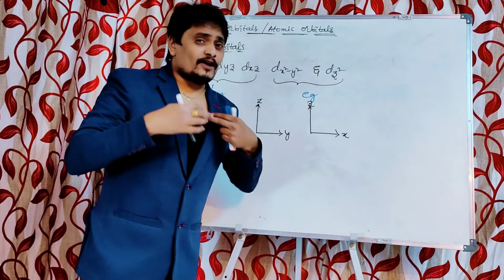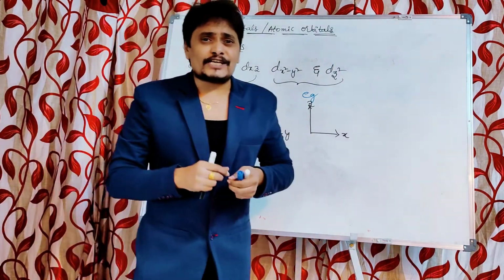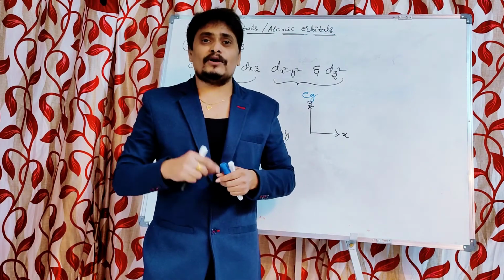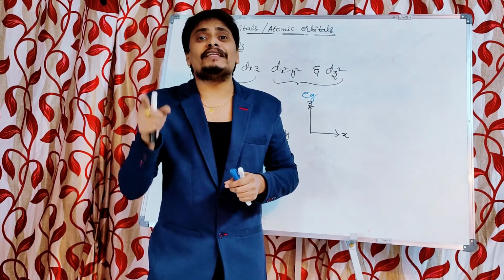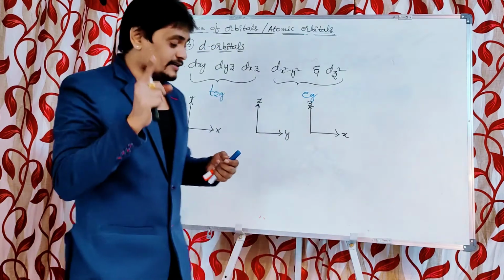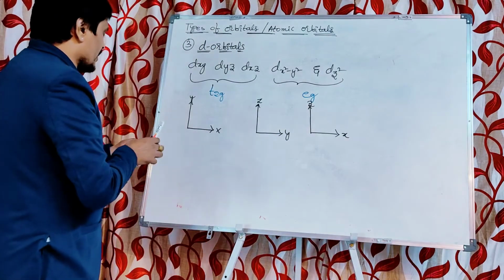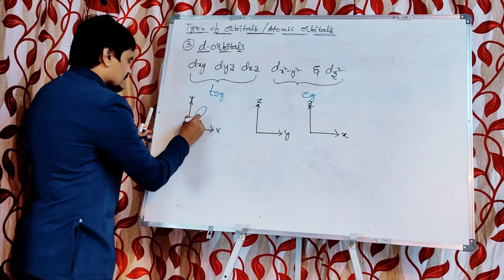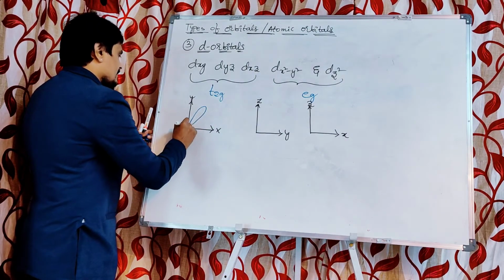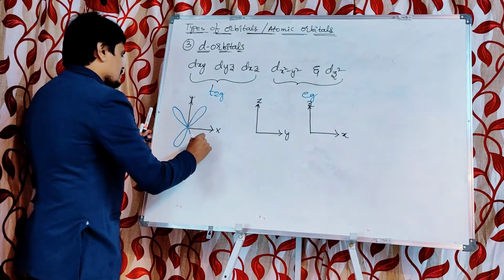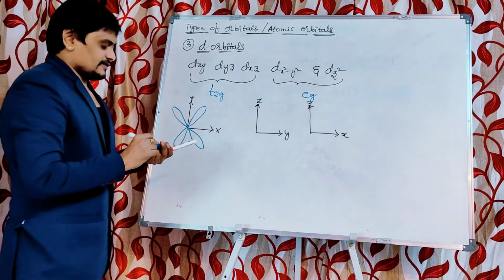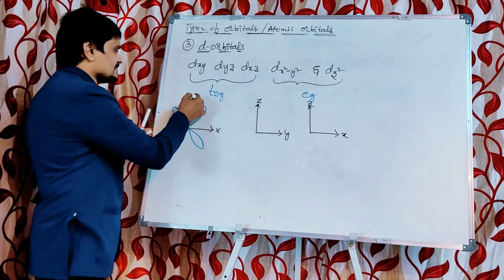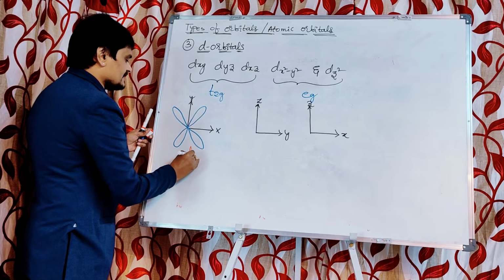Now, already I have said, in the case of the T2G set of d orbitals, the electrons or lobes are located in between the axes. So accordingly, lobes are located in between the x and y axis. If the lobes are located in between the x and y axis, then it is dxy.